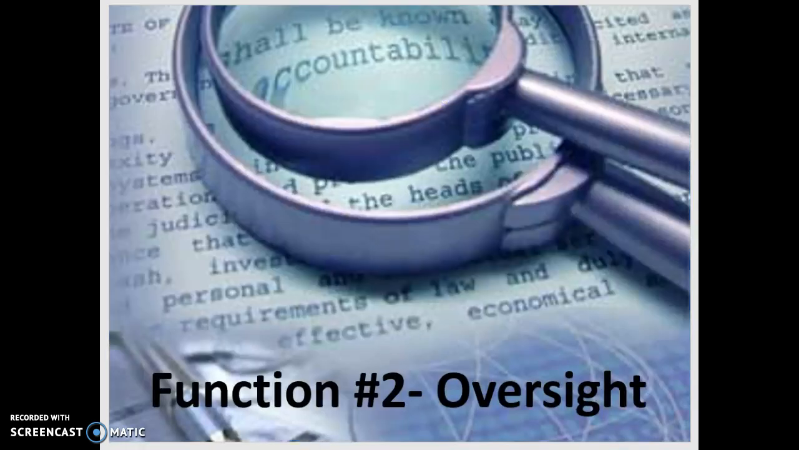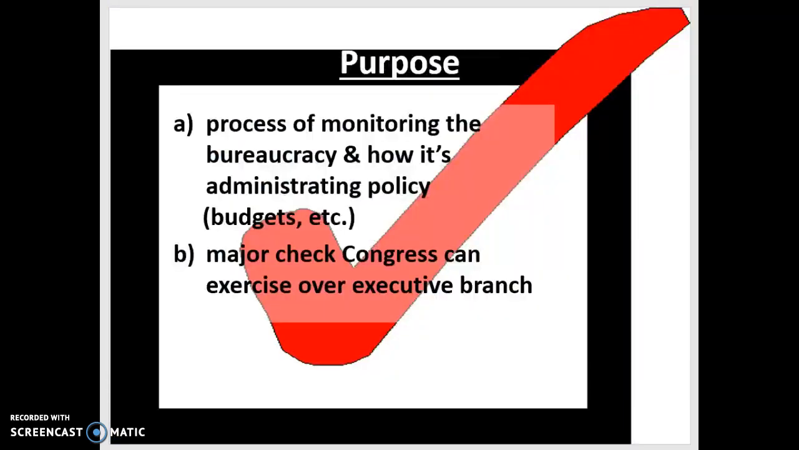The second function that committees serve is oversight, and this should answer the question number 5 under Objective 3, what is meant by legislative oversight. This is where they watch the bureaucratic agencies. The process of monitoring the bureaucracy and how it's administering policy, and then a major check Congress can exercise over the executive branch. And we've talked about the bureaucracy.